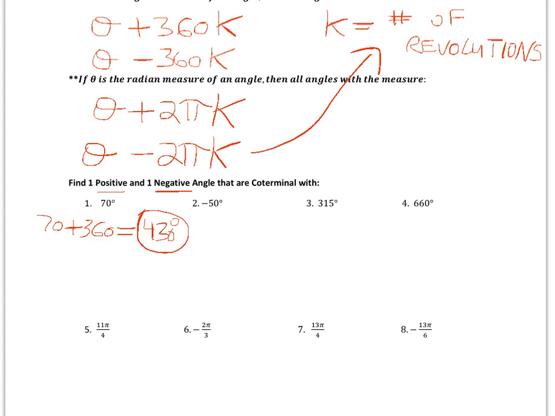Now let's say you want to get a negative angle. Let's start with the 70 and do the opposite. Let's subtract 360. I know that's going to give me a negative. So if I subtract 360 there, we're going to get negative 290.